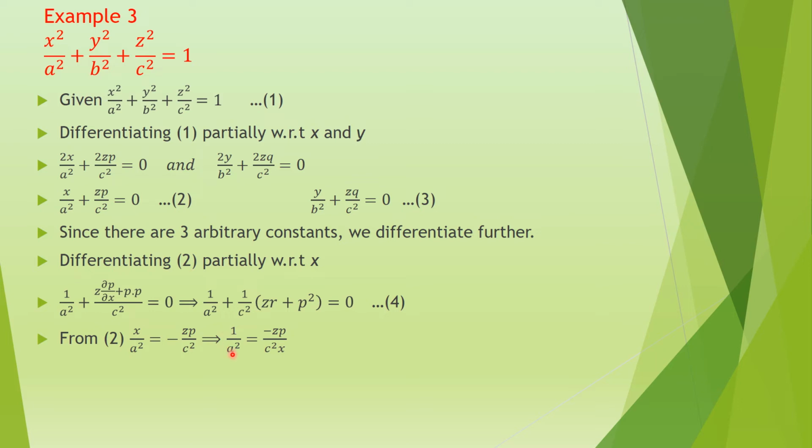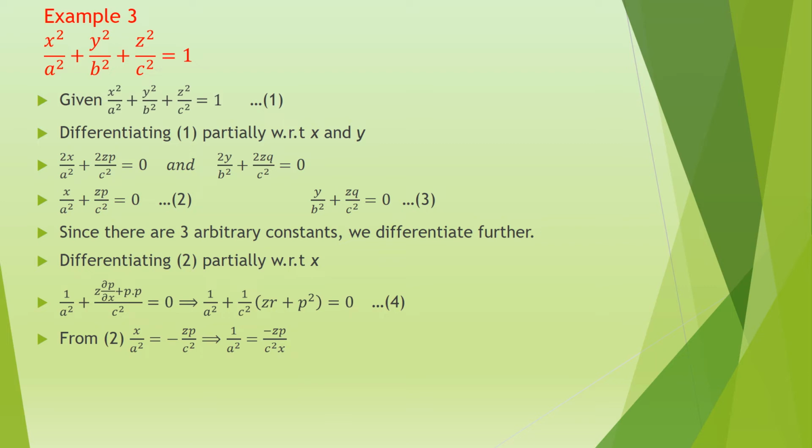So how we will get, that is x by a square is equal to minus zp by c square. That means minus 1 by a square equal to minus zp by c square x. So that x from the left hand side of the equation 2 moves to the right hand side, that is c square into x in the denominator. That is 1 by a square equal to minus zp by c square x. This we are getting from equation 2.